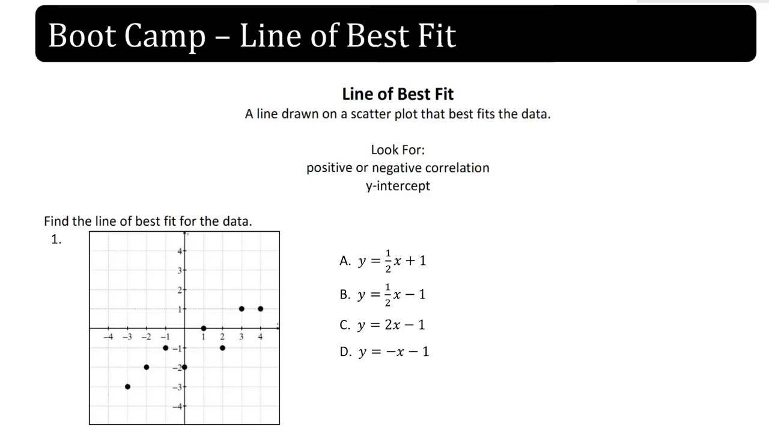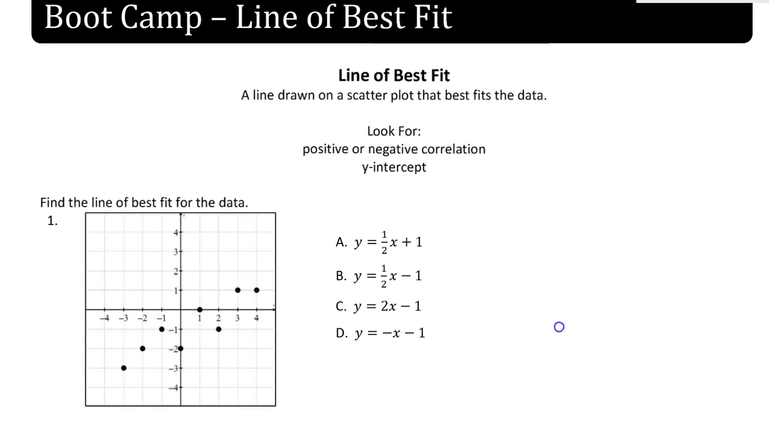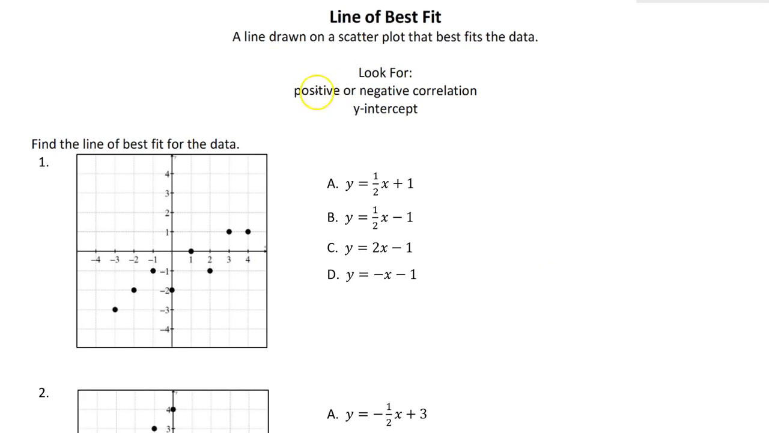So today we're going to talk about lines of best fit. Basically, you're going to be given a scatter plot and you're going to try to find a line that best models the data. Some things to look for: does the data have a positive or negative correlation? Is the data in general, from left to right, going up or going down?